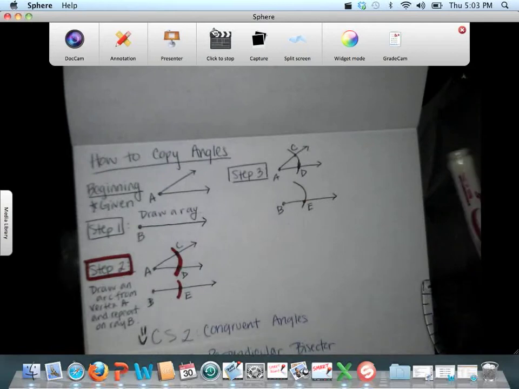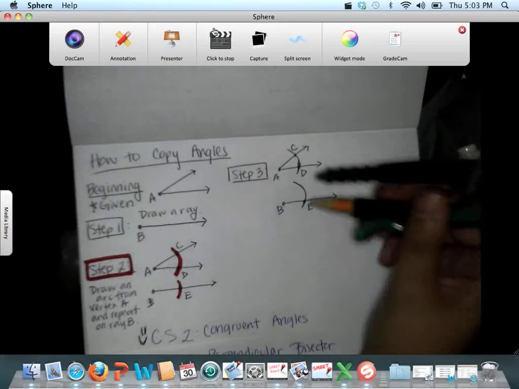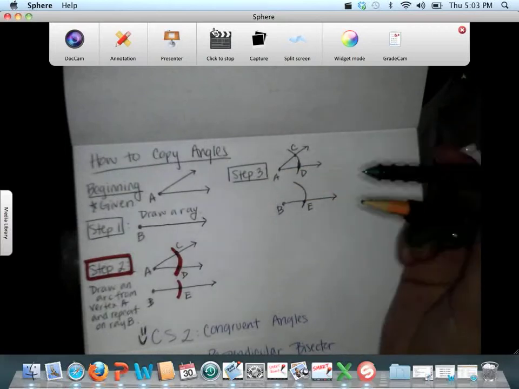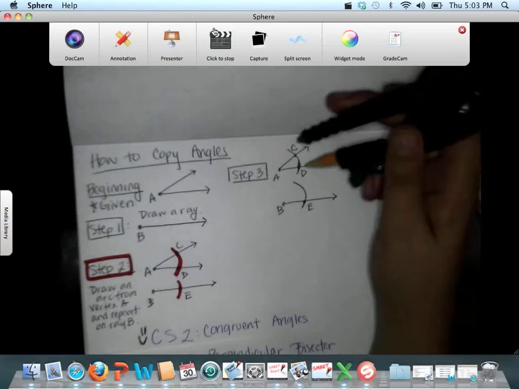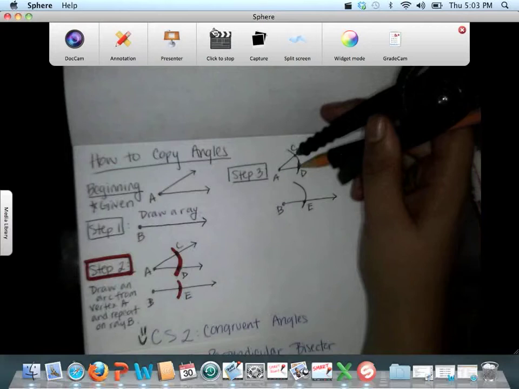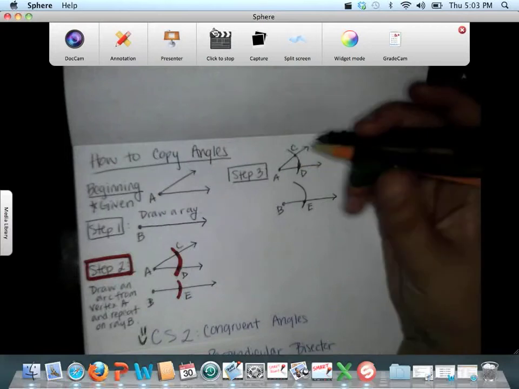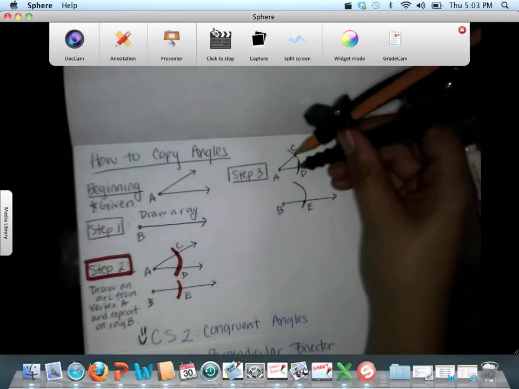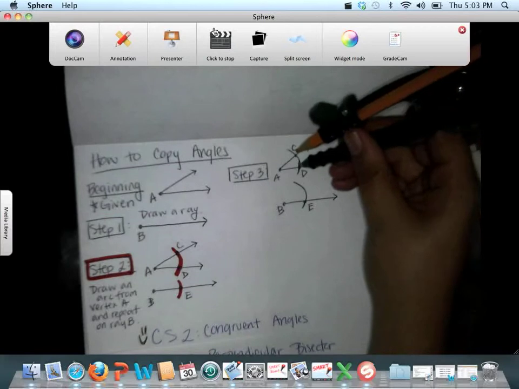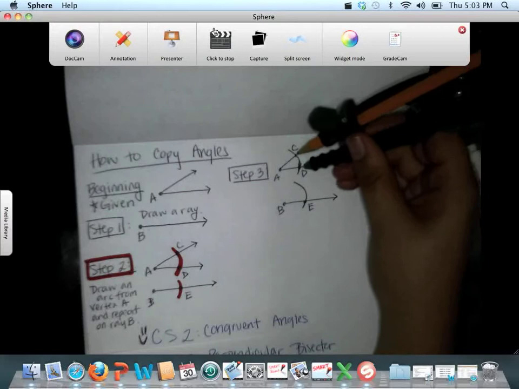So then step 3, what you're going to do is use this arc that you made with these two intersections, and you're just going to measure how wide it is using your compass. So put the pointy part on C and put the pencil on D. See, now we know how wide. Or you can do it this way too. It doesn't matter. You just want your compass's width to match how to get from D to C.